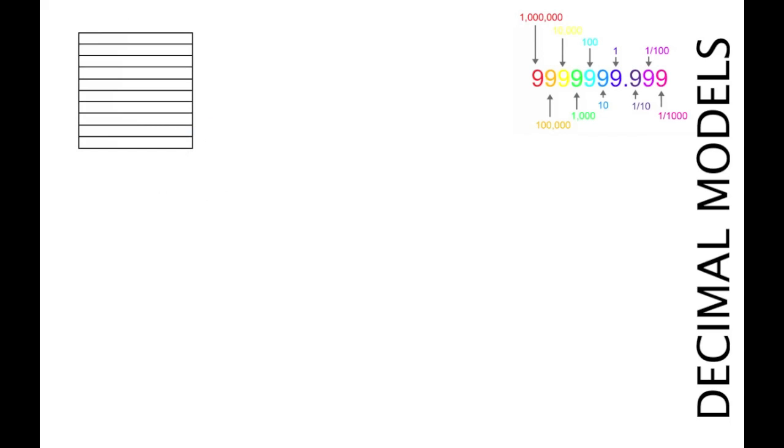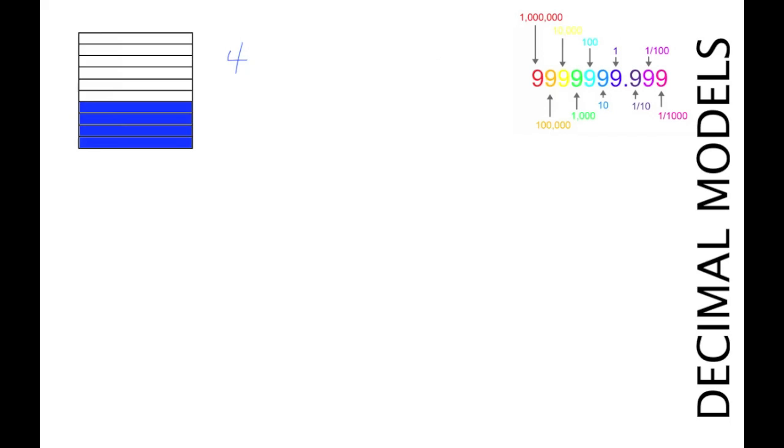We'll start with tenths. The first number in a decimal after the decimal point is a tenth. And so here I have a square that's divided into 10 parts. If I were to fill this square a little bit, like so, we could say I have 4 parts.